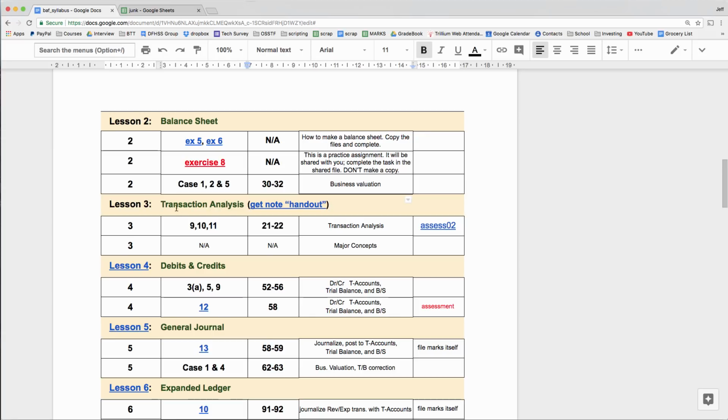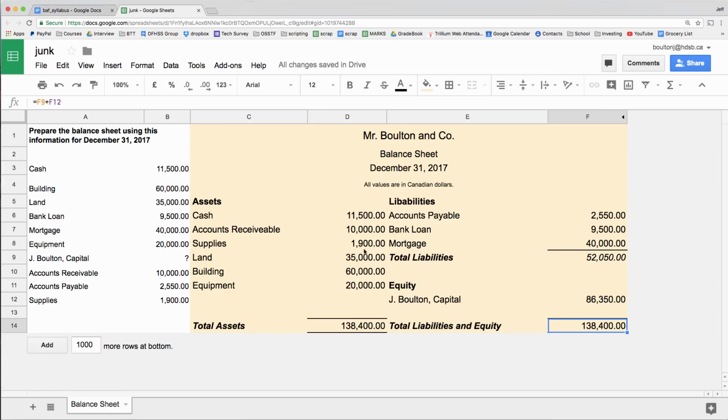Eventually, we're going to get down here to transaction analysis where we start to change the values of these accounts as transactions happen.